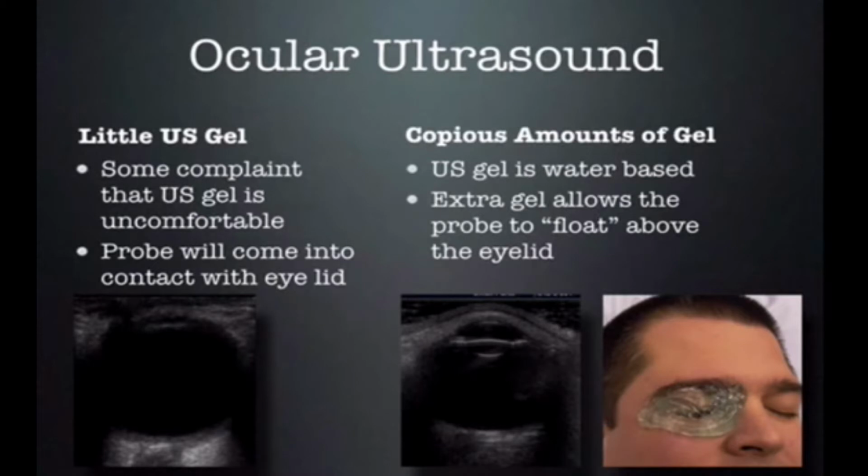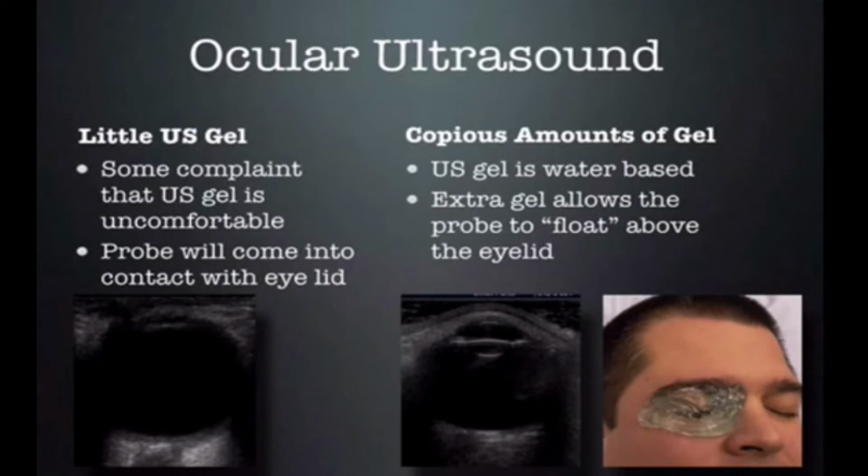Now, the other advantage of using a lot of gel is that you can see the near field much better. So probes have a near field and a far field, and to have imaging in the near field, you have to have a little bit of distance between the probe and what you're interested in. So having that little bit of gel increases the vision, or the ability to see, in the near field.